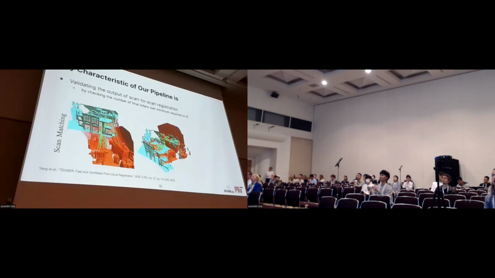I think the key characteristic of our pipeline is that we have the ability to validate the output of a scan-to-scan registration, because Quatro is able to give us the number of final inliers in the registration. For the purpose of this challenge in particular, we set the minimum required number of valid inliers to be 5, meaning that if you have more than or equal to this number of inliers, it's a valid registration, and if not, it's an invalid registration.